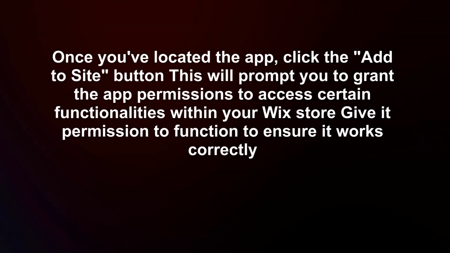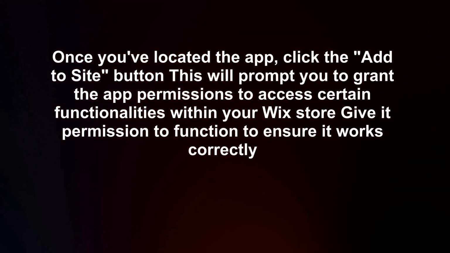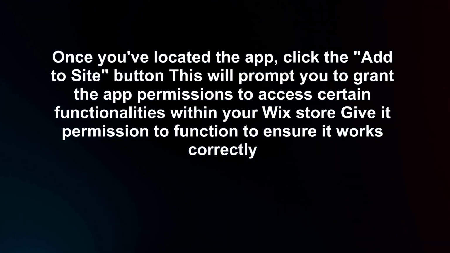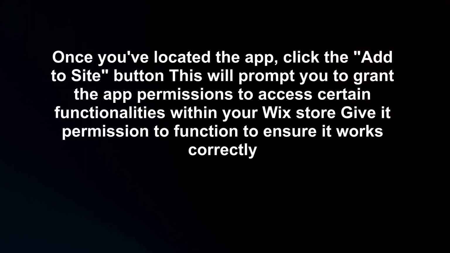Once you've located the app, click the Add to Site button. This will prompt you to grant the app permissions to access certain functionalities within your Wix store. Give it permission to function to ensure it works correctly.